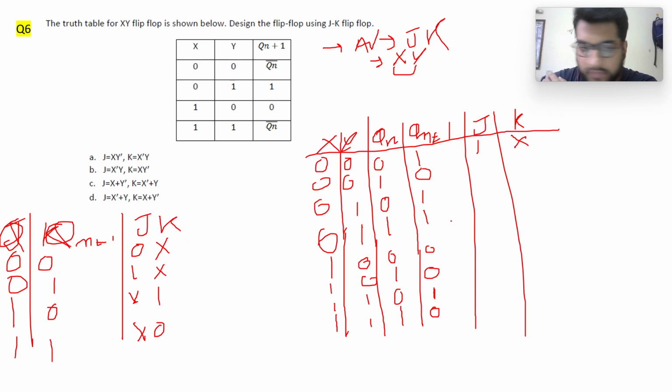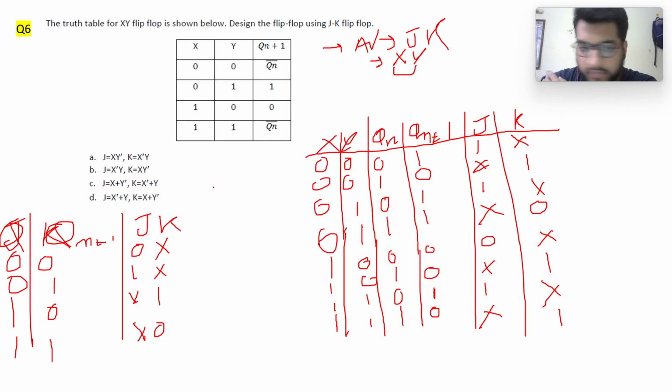Then it's 1 0, it will be don't care 1. Then it's 0 1, it will be 1 and don't care. Then it's 1 and 1, so don't care 0. Then it's 0 0, so 0 don't care. Then 1 0, don't care 1. Then 0 1, 1 and don't care. Then 1 0, don't care 1. So let me check whether I have written it correctly: 1 don't care, 1 don't care, 0 don't care, 1 don't care, don't care 1, don't care 0, don't care 1, don't care 1, right?